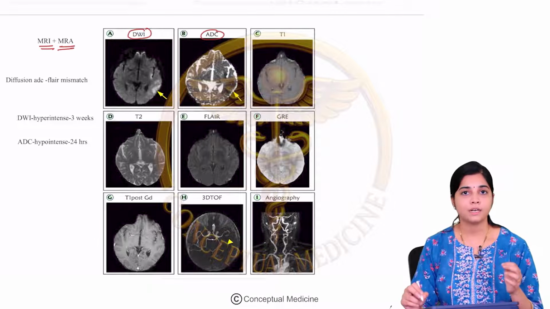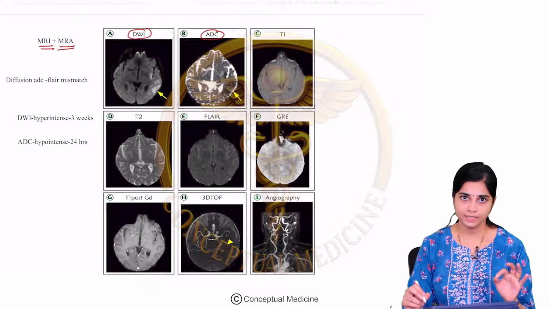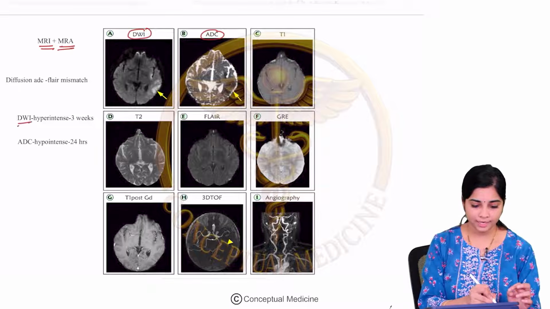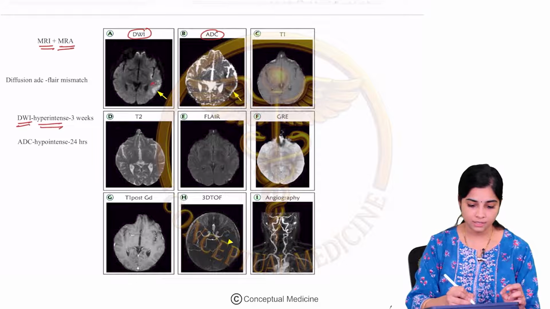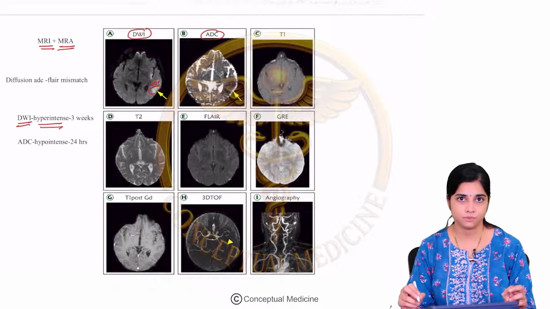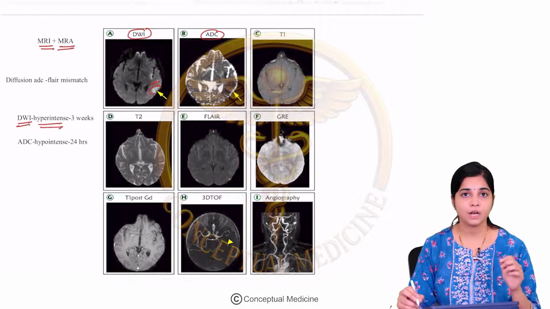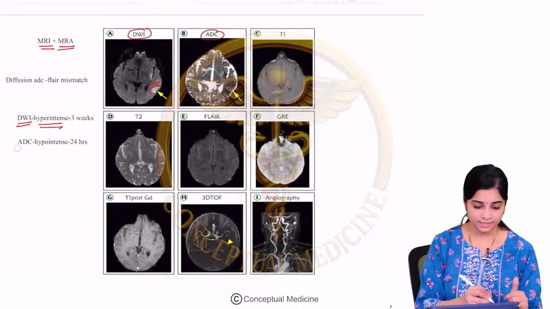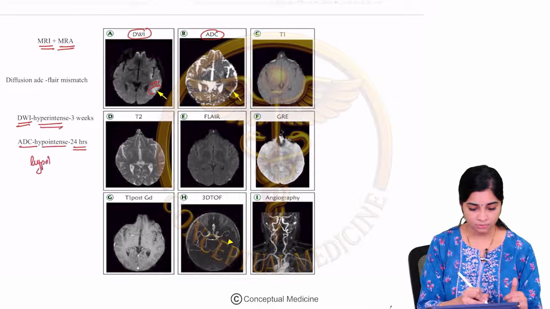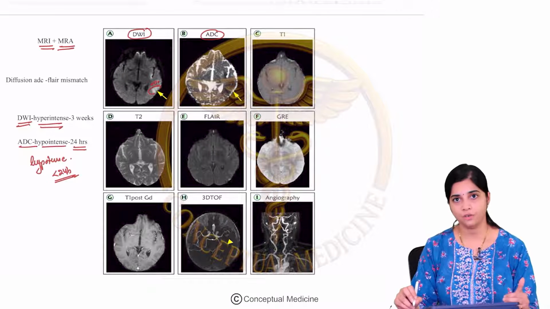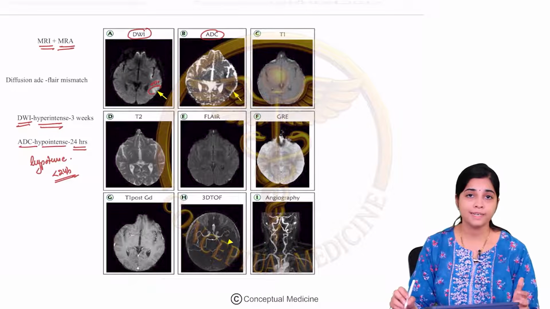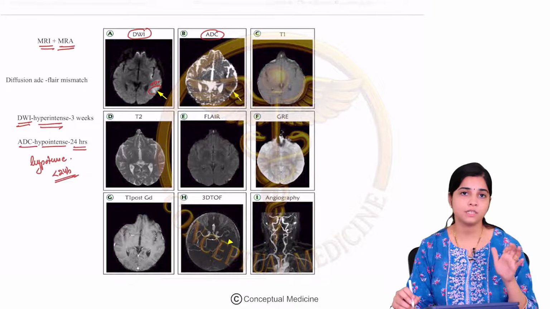So what are the things that you have to see in your DWI and ADC sequence? Your DWI basically shows a hyperintense lesion in an acute stroke. Can you see here, you are seeing a hyperintense lesion in your acute stroke. Then in an ADC sequence, how will an acute stroke appear? An ADC sequence remains hypointense for 24 hours. So an acute stroke within 24 hours is hypointense in your ADC and it is hyperintense in your DWI. So your DWI and ADC help in confirming that this is an acute stroke.